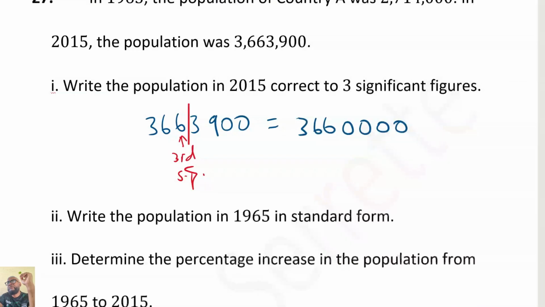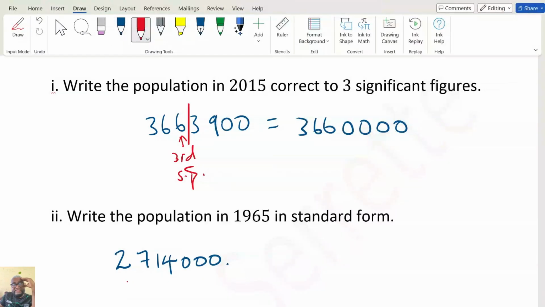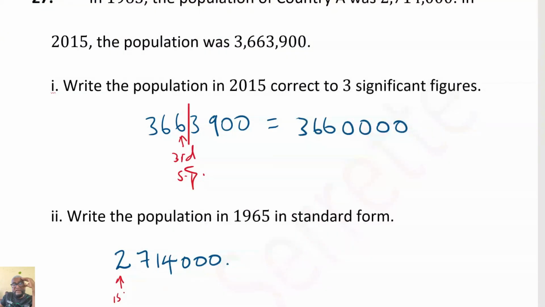Yeah, we're going there now. Write the population in 1965 in standard form. The population in 1965 would be 2,714,000. Now, where is my decimal point understood to be? It's understood to be at the back here. So I need to get it to the right of the first significant figure. What is my first significant figure? This is my first significant figure.